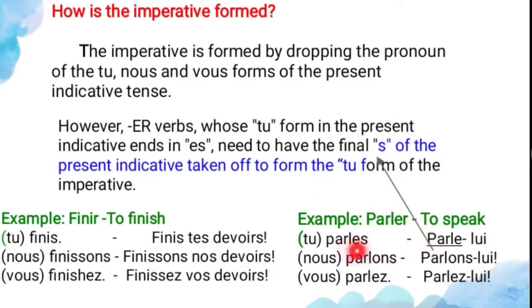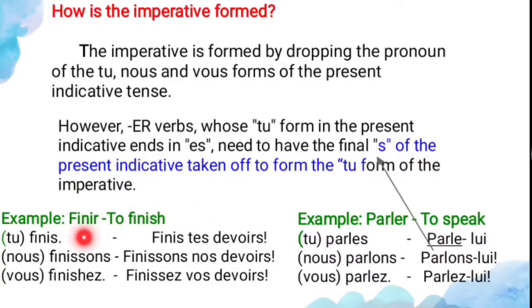See the example, parles. It ends with what? Es in the present tense conjugation. When you change into the imperative sentence, you have to remove the s. That is, for ER verbs whose tu form in the present indicative ends with es, the final s of the present indicative is taken off in the tu form of the imperative. So this is the example, parler verb, it ends with es. You have to remove the s when you change into the imperative form.